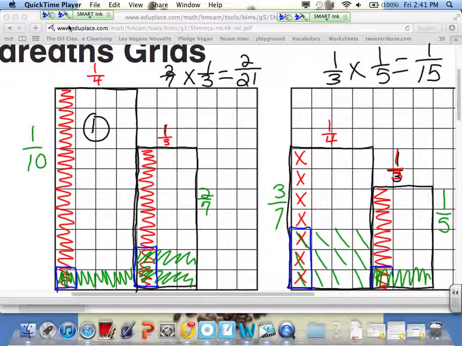I've got my box around the square that has both of those, and that is 1/15. So I'm going to stop this.